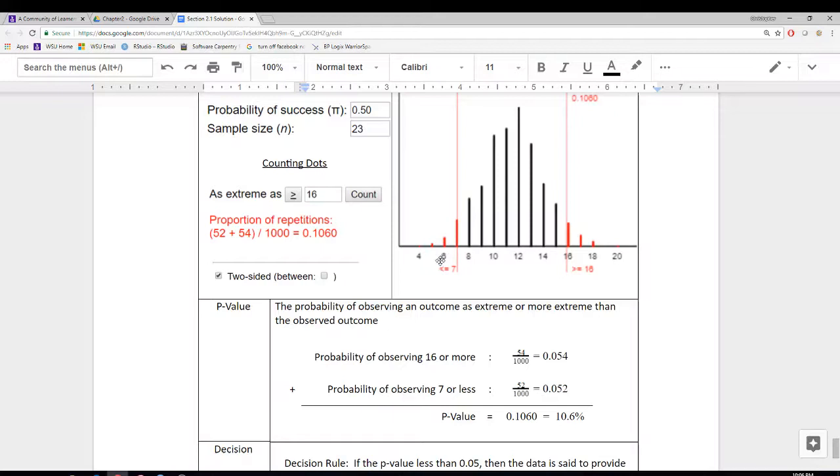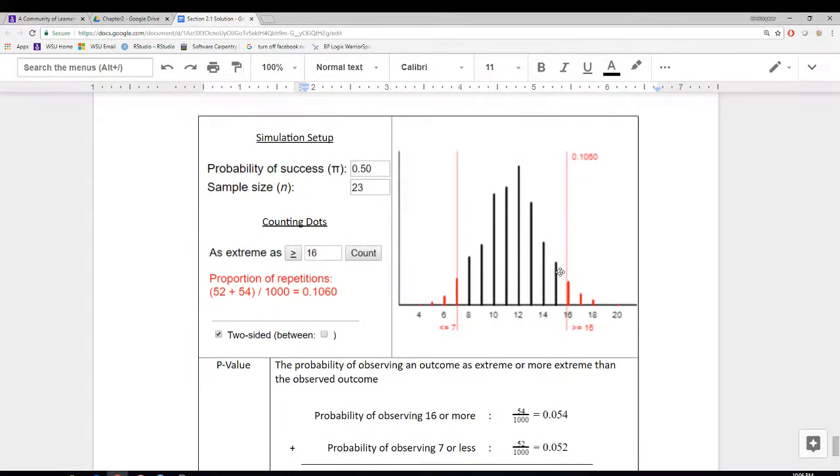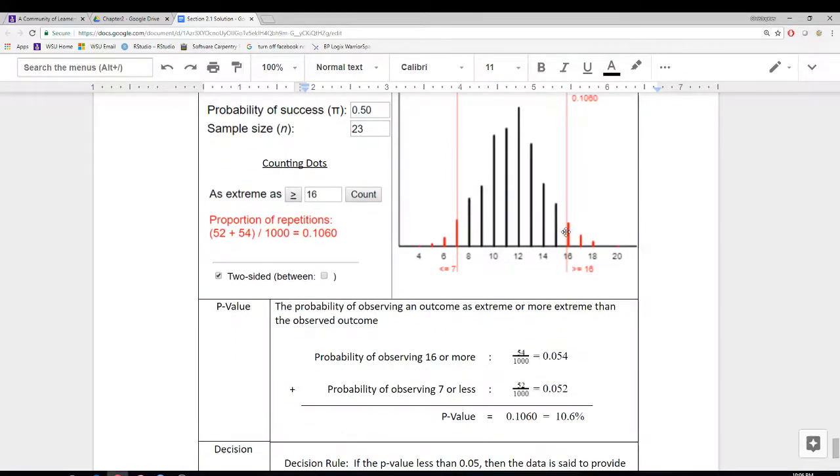That is going to compute two different probability values for me. It's actually going to combine those two probability values. So the probability of observing 16 or more is 54 out of the 1,000. Again, I have 1,000 dots on this distribution. 54 of them sit at 16, 17, 18, 19, 20, 21, 22, and 23. Okay, 54 of the 1,000. That's being indicated over here by the app. So the p-value on the upper side is 0.054.